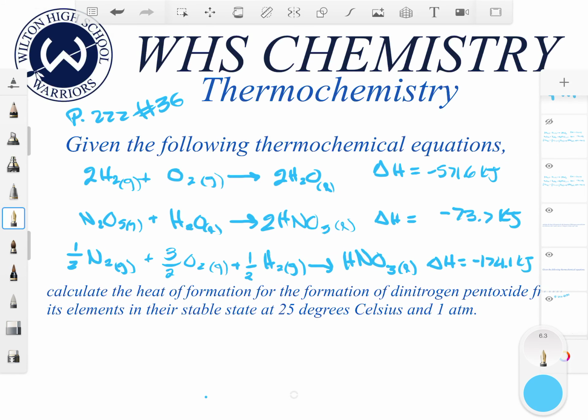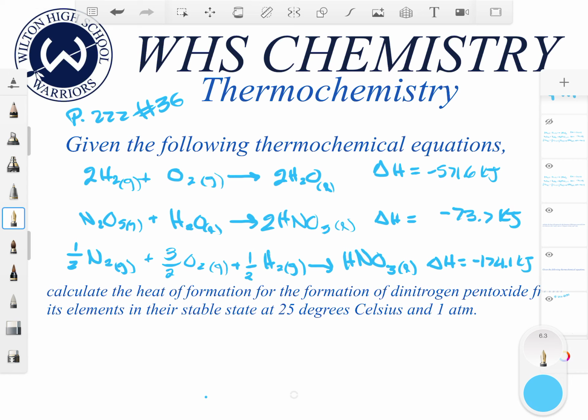Hi guys, today we're going to be doing a problem on page 222, number 36. This is another Hess law problem for Thermochem. It's somewhat similar to the Hess law problem we did before, but there are a couple more steps that complicate the process a little bit. But I'm just going to talk through it and help you guys out. And once I talk through it, hopefully it'll make more sense.